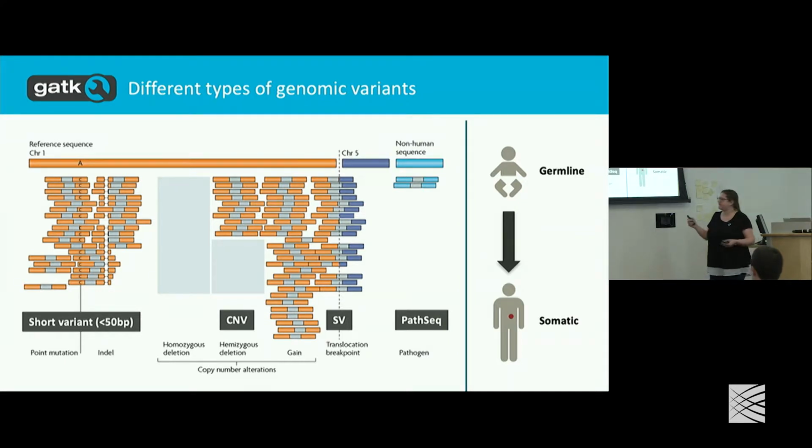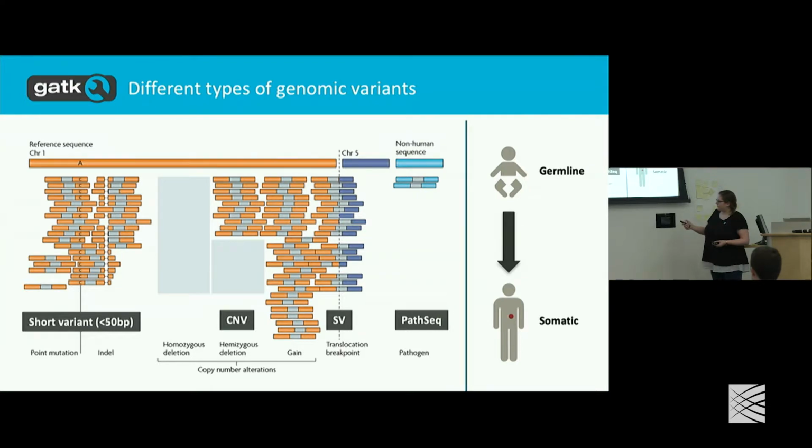In addition, we also have a tool called PathSeq that can detect pathogenic sequences. And this is your unmapped reads, the things that are not human, but you might want to know what kind of bacterial contamination, for example, you have in your sample. So that's another possible path forward.